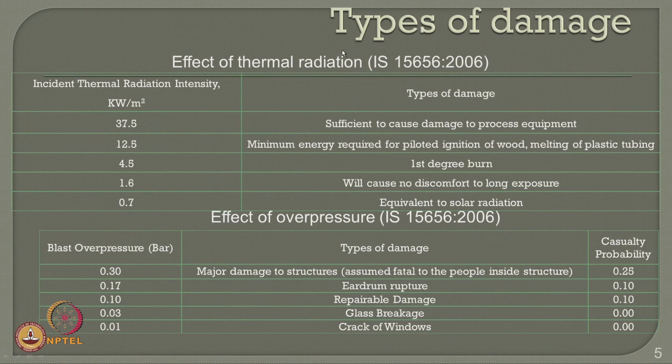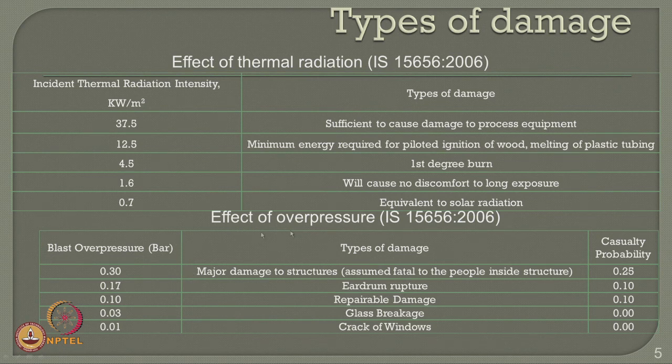Before we consider how to model this particular scenario in a software, let us again quickly look at the types of damages I am looking at. One can look at the effect of thermal radiation as one of the important serious damages in this kind of plants, which arise from three cases of radiation intensity advised by the Oil Industry Safety Directorate: 4.5 kilowatt per square meter, 12.5 and 37.5 kilowatt per square meter. So 4.5 can result in a first degree burn, whereas 37.5 can result in sufficient damage to the entire process equipment in the industry.